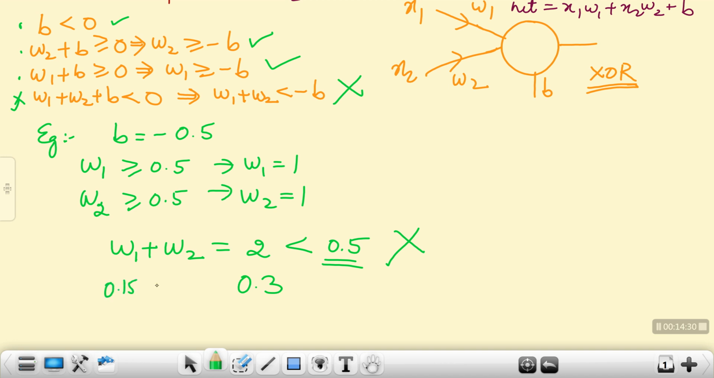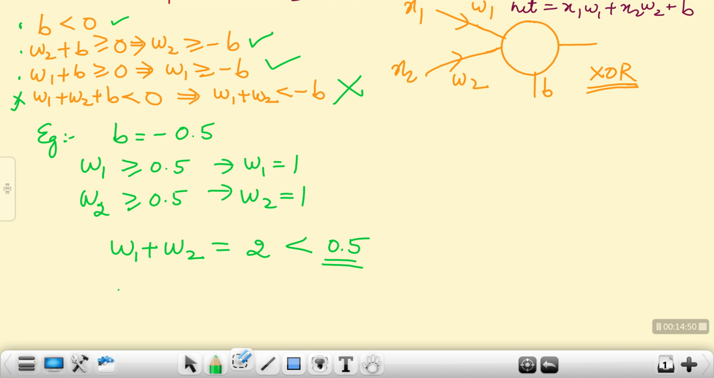So W1 is say 0.15, and W2 is say 0.15. But if this happens, then this condition will not get satisfied. This one, W1 has to be greater than or equal to 0.5. So that condition will not get satisfied. So it is not possible to satisfy all these conditions at the same time.